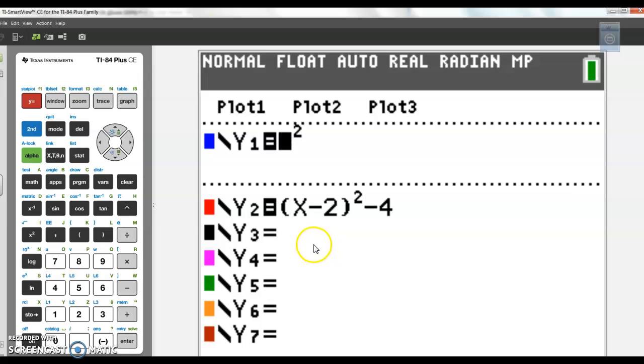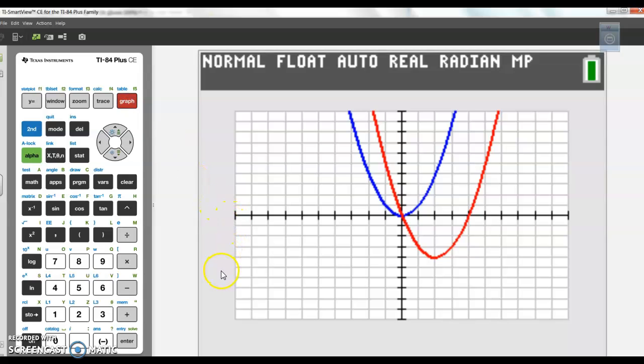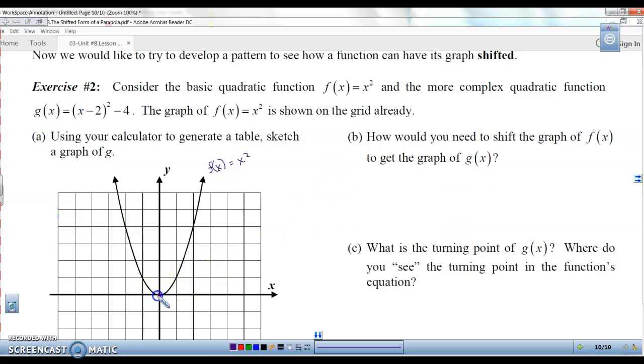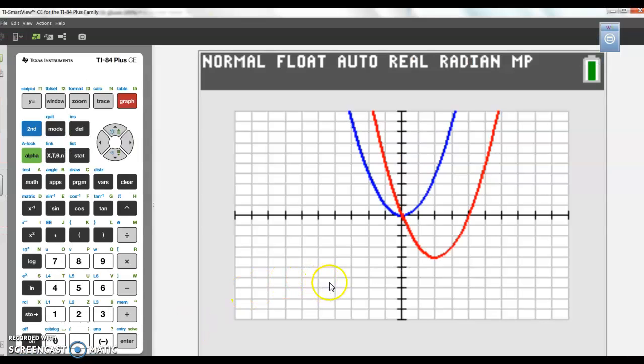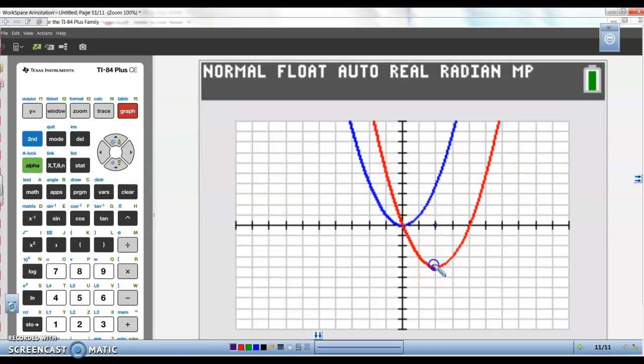All right, now, when I graph these, it looks like this. Okay? Now, what I want to look at is the turning point. The turning point on the blue graph, which is right here, is at 0, 0. Where is the turning point for the red graph, which is x minus 2 squared minus 4? Well, that would be at this point right here. It would be at 2, negative 4. That's where the turning point is. So how did we get from here down to here?